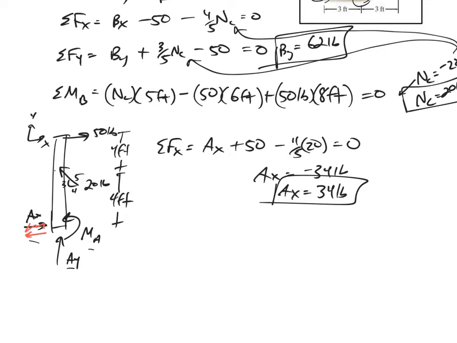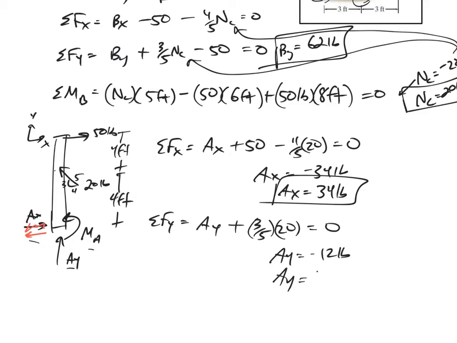All right, summing the forces in Y would be AY, and it looks like that 20, the 3/5 component of 20 is going up. So AY negative 12 pounds. So AY is 12 pounds. Box that in and draw it the correct direction.